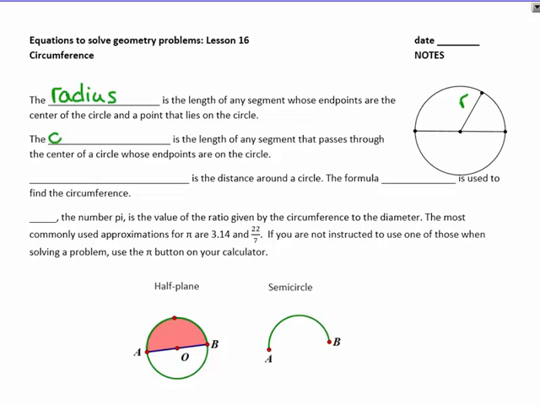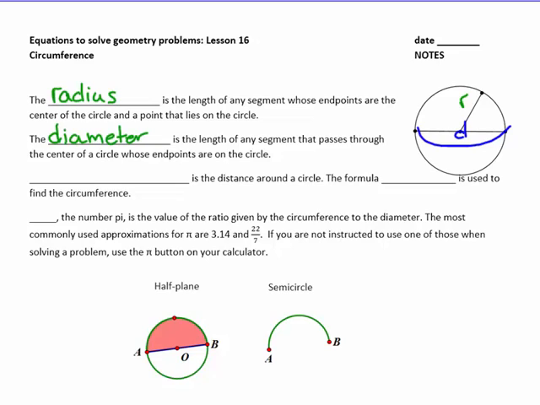The diameter is the length of any segment that passes through the center of a circle whose endpoints are on the circle. So from here to here is your diameter, D. It goes through the center of the circle.